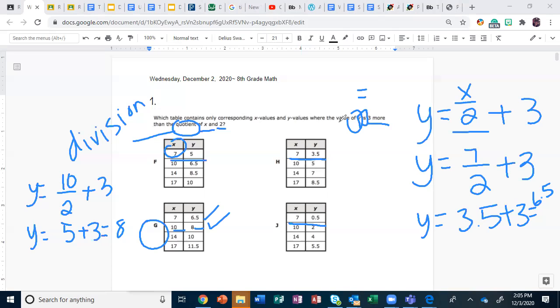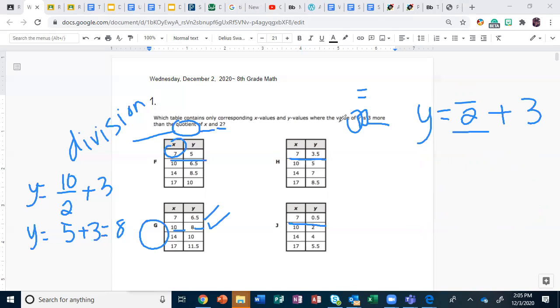I'm running out of space, so I'm probably going to erase some of this stuff, okay? So the next one I'm going to do is 14. 14 divided by 2 is 7. And 7 plus 3 is 10. So boom, we know that it is correct, because it doesn't matter which one you check, you still get the other answer.